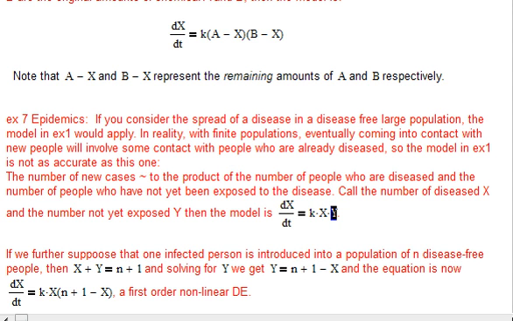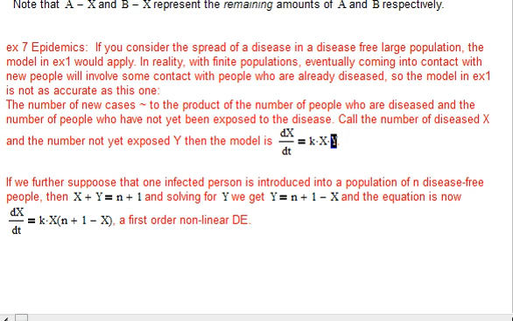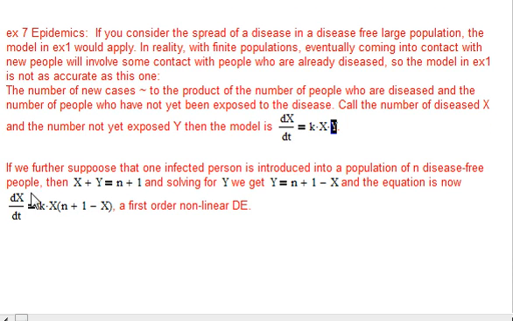If we further suppose that one infected person is introduced into a population of n disease-free people, then x plus y equals n plus 1. That's 1 is the extra person added. And solving for y, we get y equals n plus 1 minus x.